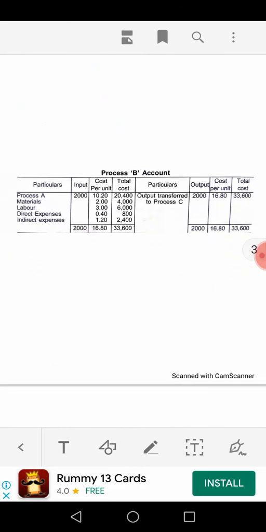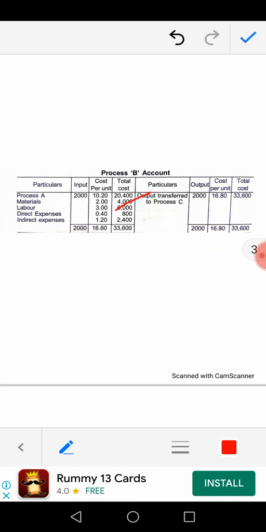So see here 4,000, 6,000, 800 and 2,400. You have to calculate the cost per unit by the same method: 4,000 divided by 2,000 means 2, and 6,000 divided by 2,000 means 3, and 800 divided by 2,000 means 0.40, and 2,400 divided by 2,000 means 1.20, and lastly you have to make the total. Simple, you have to make the debit side total. This total you have to put in the credit side.